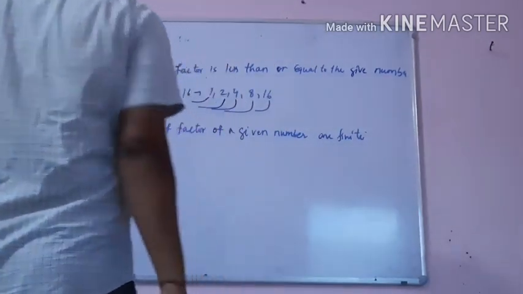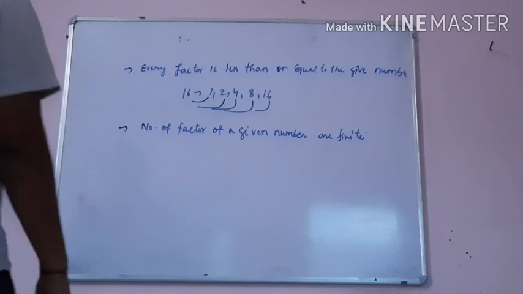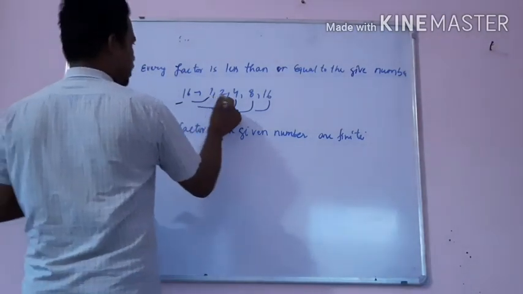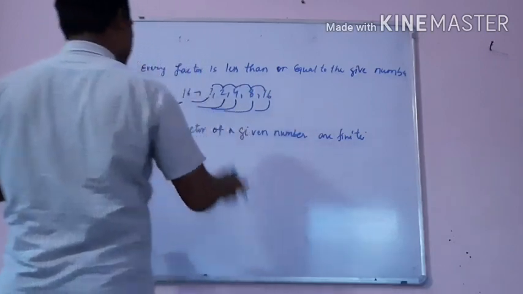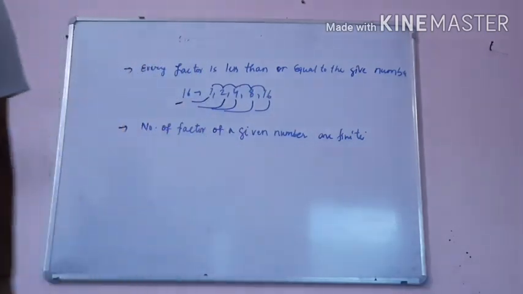For a given number, the number of factors will be finite. For 16, you can check, there are only how many factors? 1, 2, 3, 4, 5. 16 will have only 5 factors, not more than that.